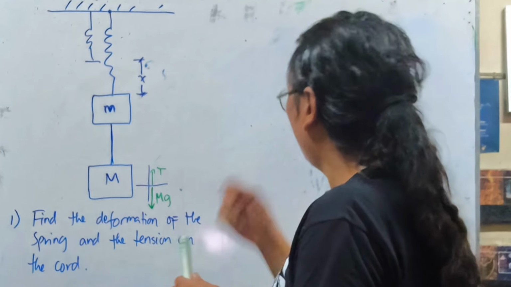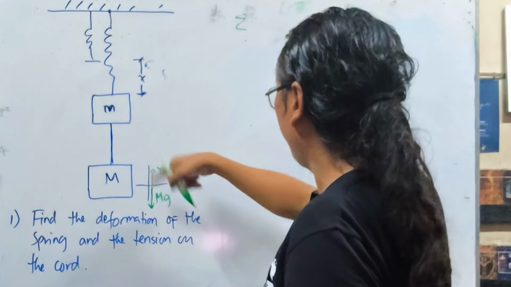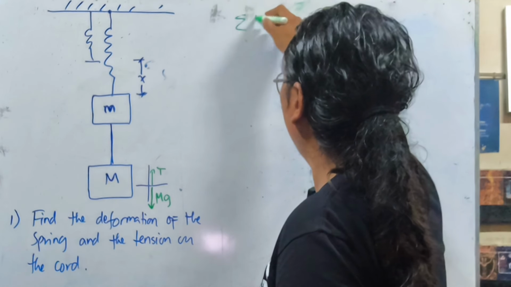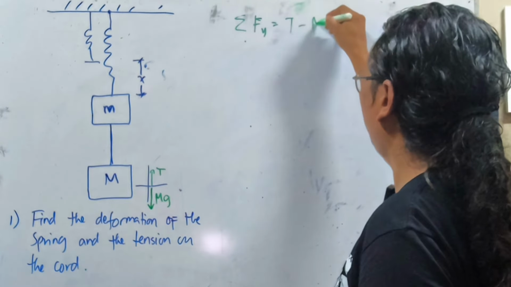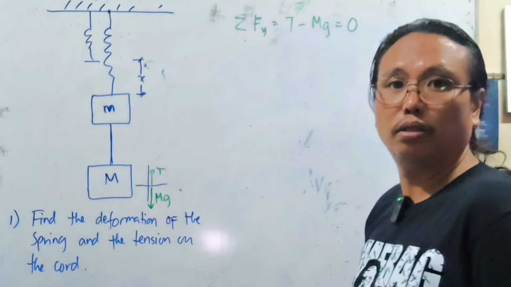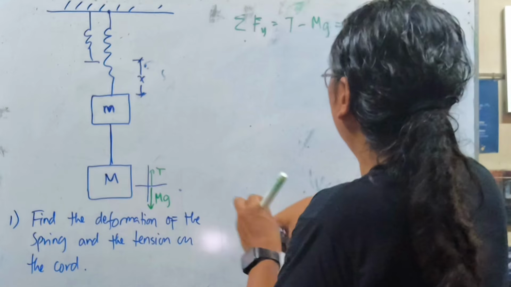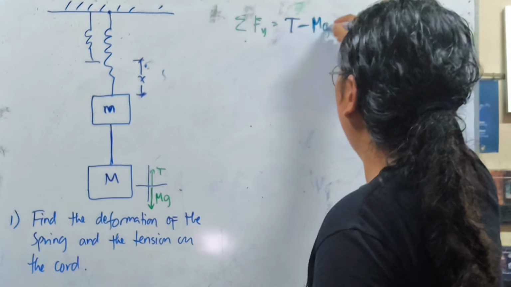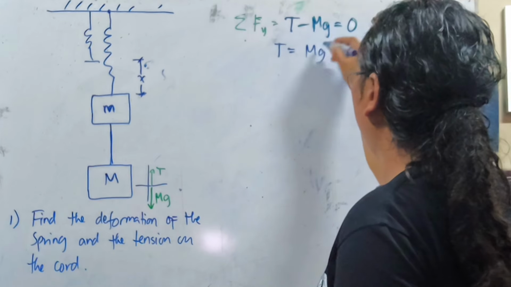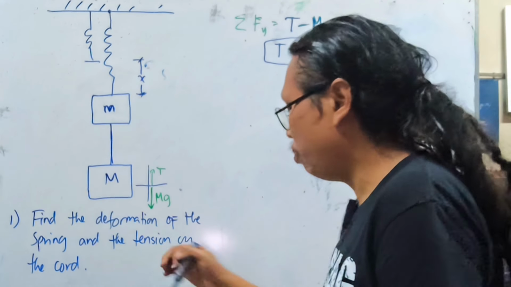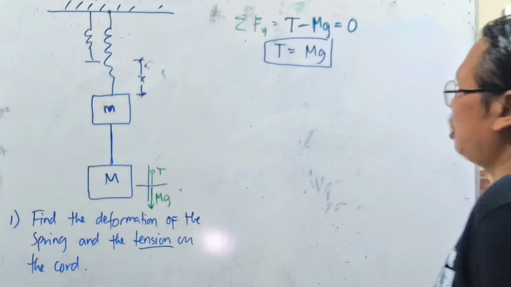So the equation here would be the summation of forces along the y, which is equal to T minus Mg equals 0. Is it clear? So that would be T minus Mg equals 0. So from here, T is equal to Mg. There it goes, we found the tension. How about the deformation, or the change in x?